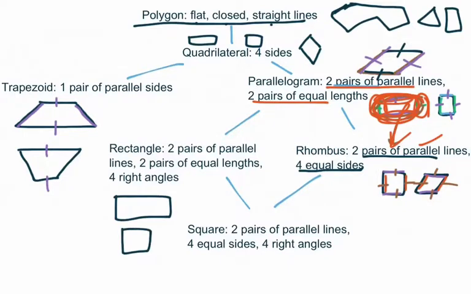So let's see. Two pairs of parallel lines, one pair, two pair, check. Two pairs of equal lengths, let's see. Well, this is equal to that. This is equal to that. That's one. And then this is equal to that. This is equal to that. That's two pairs of equal lengths, and four right angles. So I could fit a perfect square. 1, 2, 3, 4. 1, 2, 3, 4. So those shapes are rectangles.